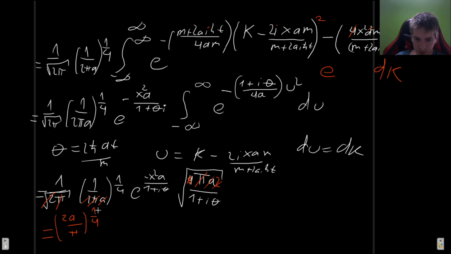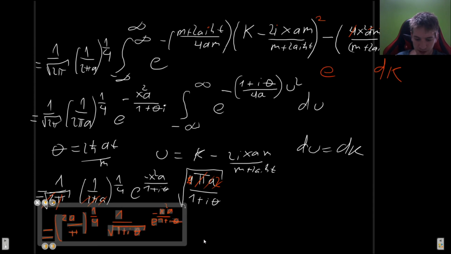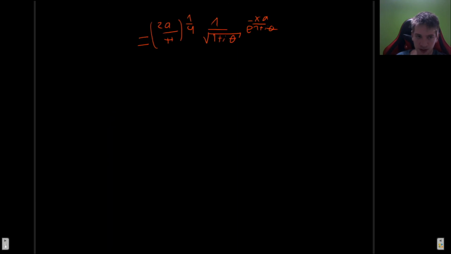So I still have to put this 1 divided by the square root of 1 plus i theta, and e to the minus a x squared divided by 1 plus i theta. Okay, so this right here is our function. Let me just go to the next page so that I can write it out a bit cleaner. This right here is psi of x and t.